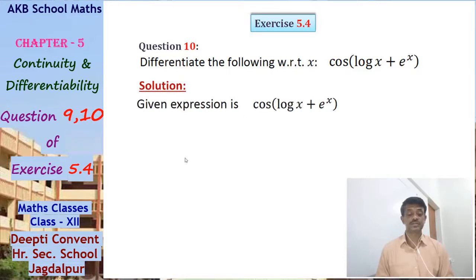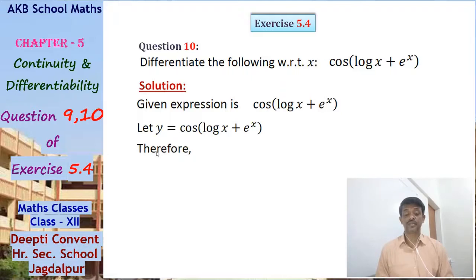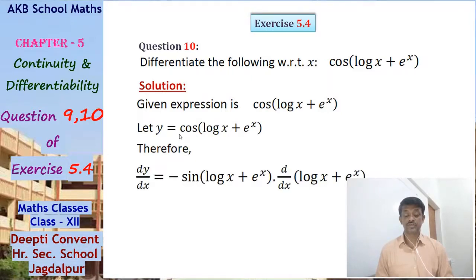Given expression is this. Let us suppose that this is equal to y. Then we have to differentiate with respect to x. Then we can get dy by dx. Therefore, dy by dx equals differentiate. First of all, because this is a chain composite function, first of all directly apply the chain rule. So first of all, differentiate cos. This is a single quantity, suppose. So cos means minus sin of this, and again differentiation of log x plus e to the power x.